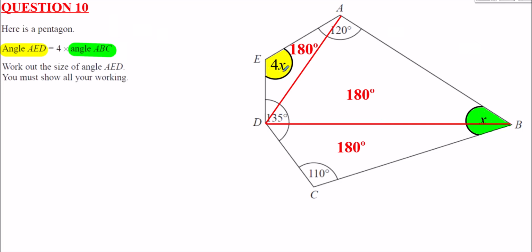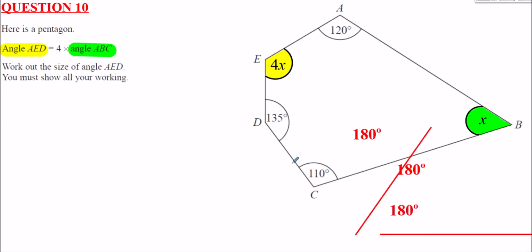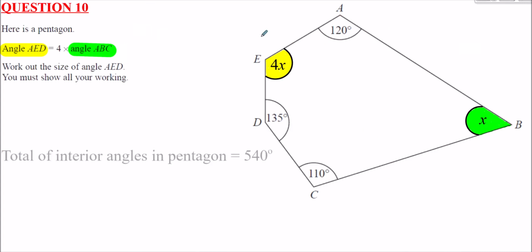So x and 4x plus 120 plus 135 plus 110, all these angles here, I'm going to colour code nicely, must add up to 540 degrees. Like I said, I did promise some colour coding, so I've got a very nice yellow, an aquatic blue, a green, a purple and a pink. Add up all these, they need to add up to 540. So we can formulate an equation from this to solve for x. And x is going to be ABC. We're then going to multiply that by 4 to find AED.